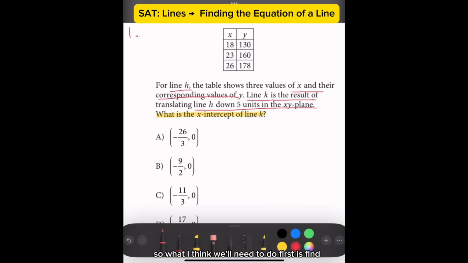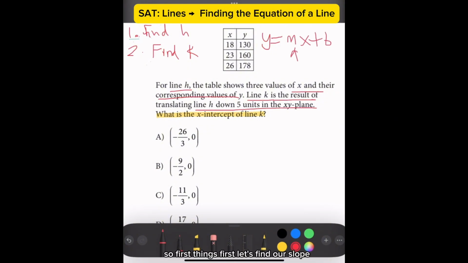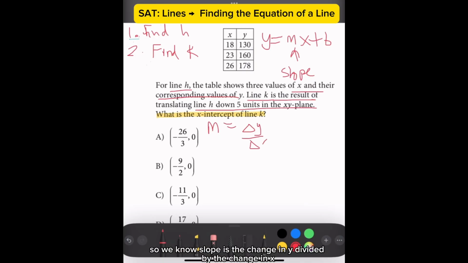So what I think we'll need to do first is find H, then we can find K. So we know the equation for a line using slope-intercept form is y equals mx plus b. So first things first, let's find our slope. We know slope is the change in y divided by the change in x. In this case, our slope will be positive because as x increases, y also increases.